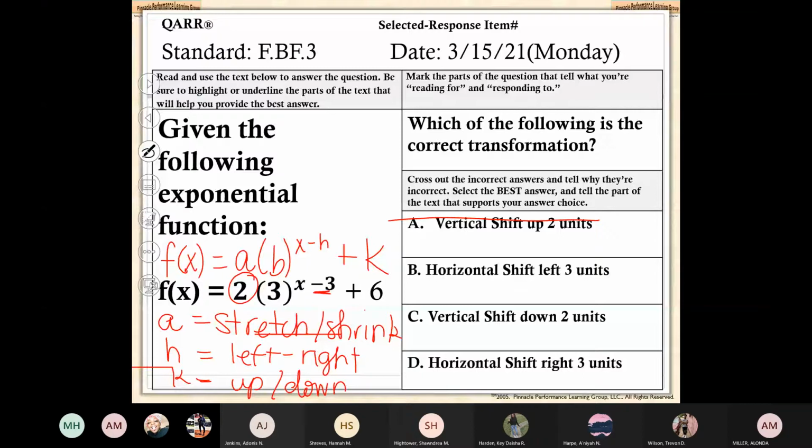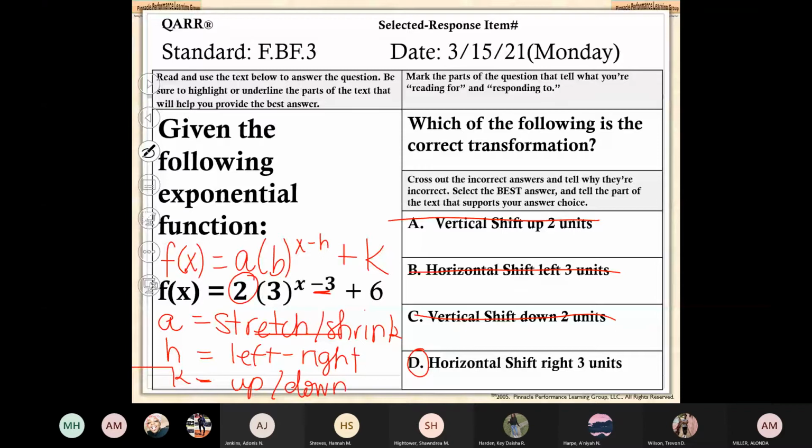Should this be left or right? Do we remember? The -3. Should I move my graph to the right or to the left? Not left, it's the opposite. The minus means go the other way. So actually, this is a horizontal shift right. It's not a vertical shift down. Should have been a horizontal shift to the right.